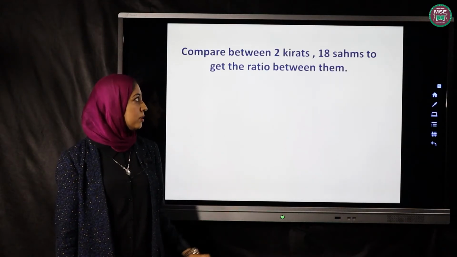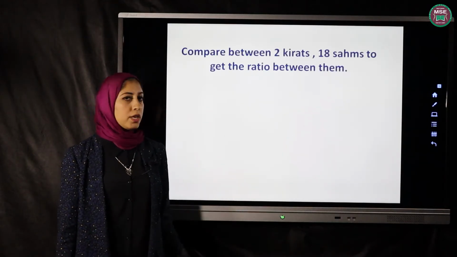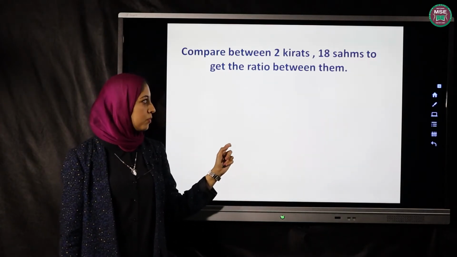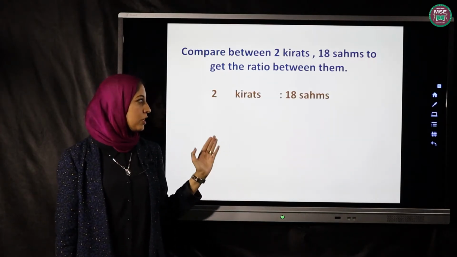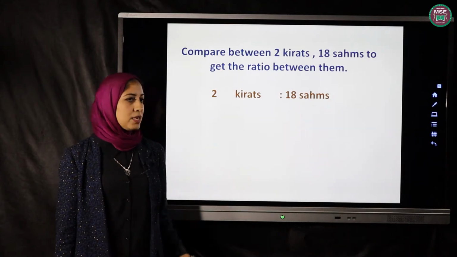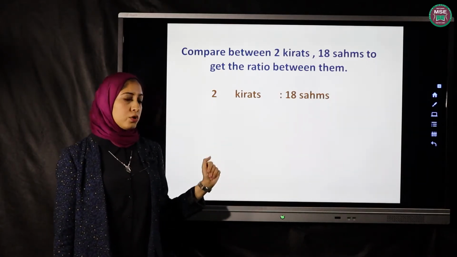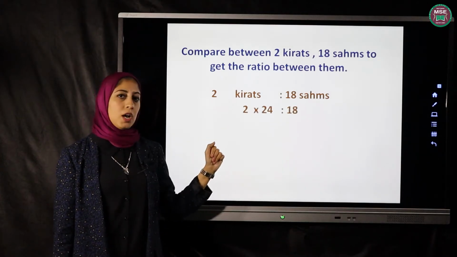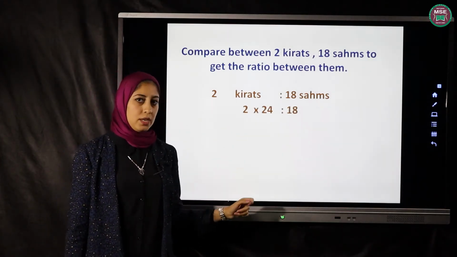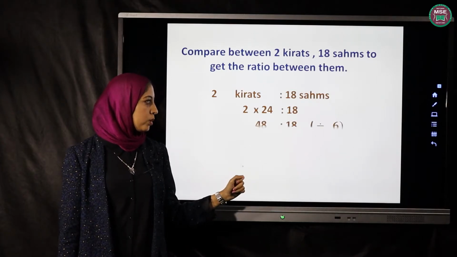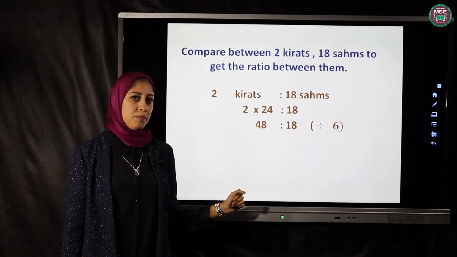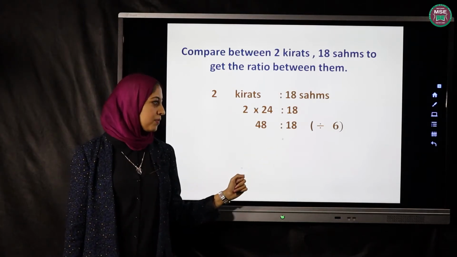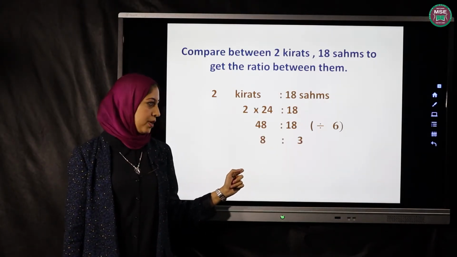Let's read another one. Compare between 2 kirats and 18 sahm to get the ratio between them. First, I will write my ratio, 2 kirats to 18 sahm. I will go to the bigger unit, kirats. I will make it 2 times 24 to 18. It will be 48 to 18. Then I have to simplify it. Divided by 6. It will be 8 to 3.